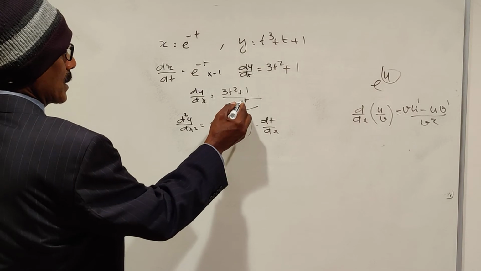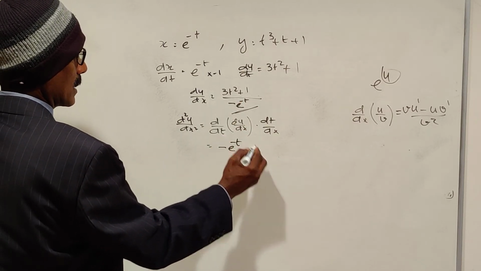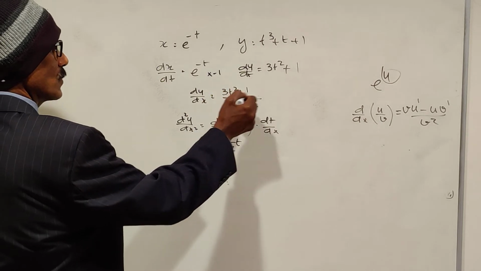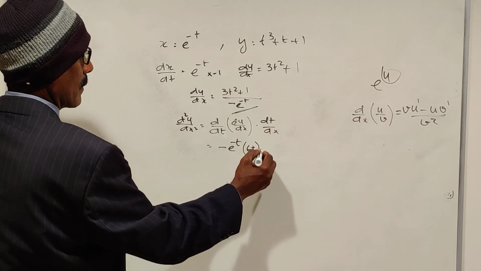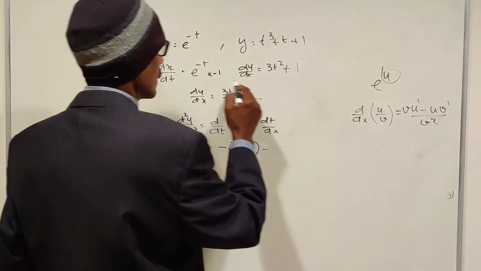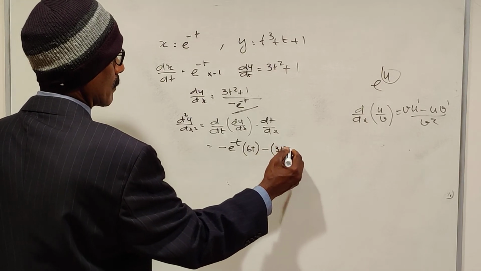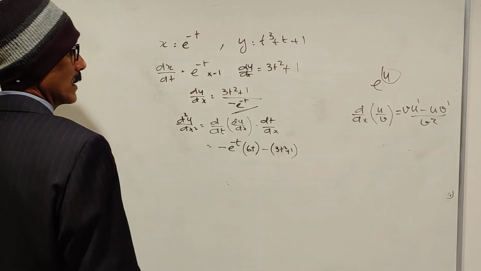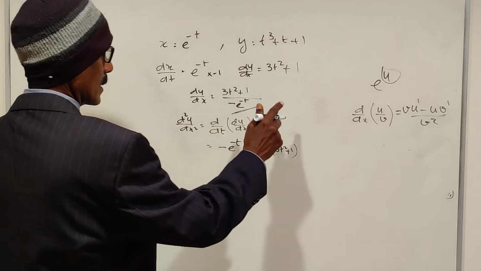Here, first v, that is minus e raised to minus t. Okay. Derivative of 3t square plus 1 is 6t minus, right? U is 3t square plus 1. There are two terms, you need to put a bracket: 3t square plus 1 bracket. Then derivative of minus e raised to minus t.